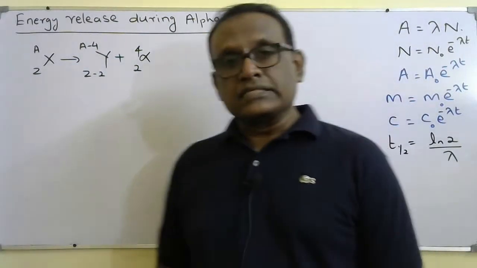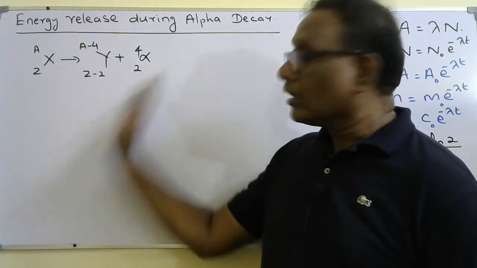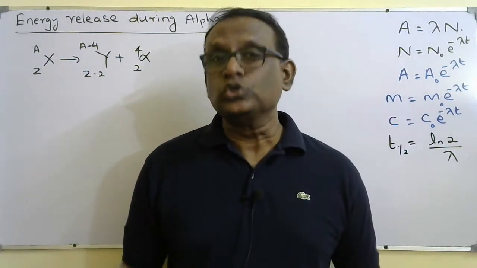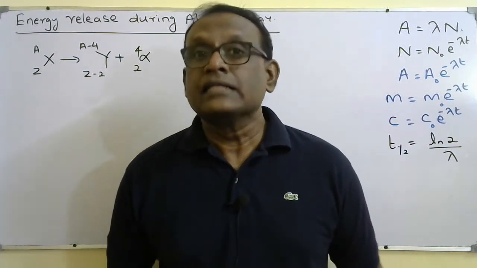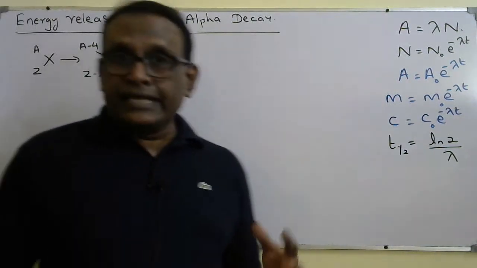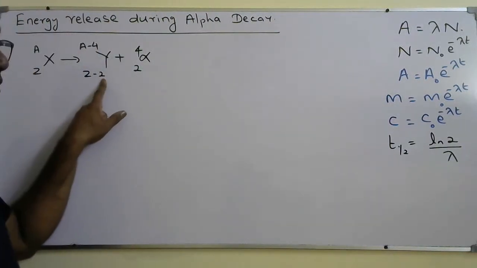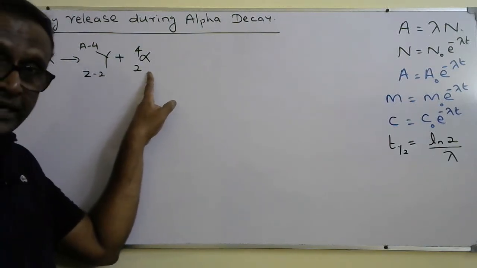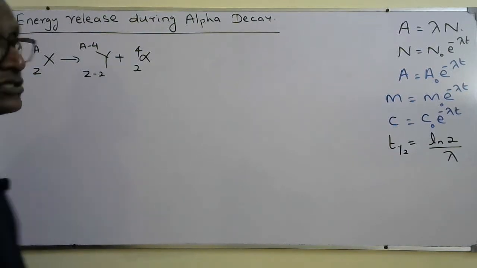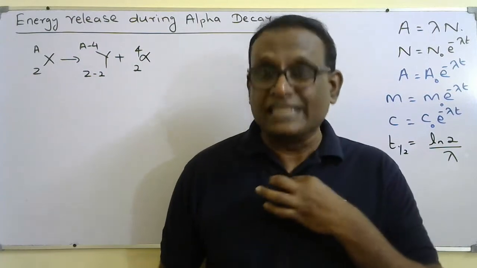Okay, so what's the reason for energy release during alpha decay? During alpha decay, energy is released due to two reasons. First one is there will be mass deficit. So during alpha decay, when you add the mass of the daughter nucleus and the mass of the alpha particle, that total mass will be lower than the mass of the parent nucleus. So there will be a mass deficit or mass defect.